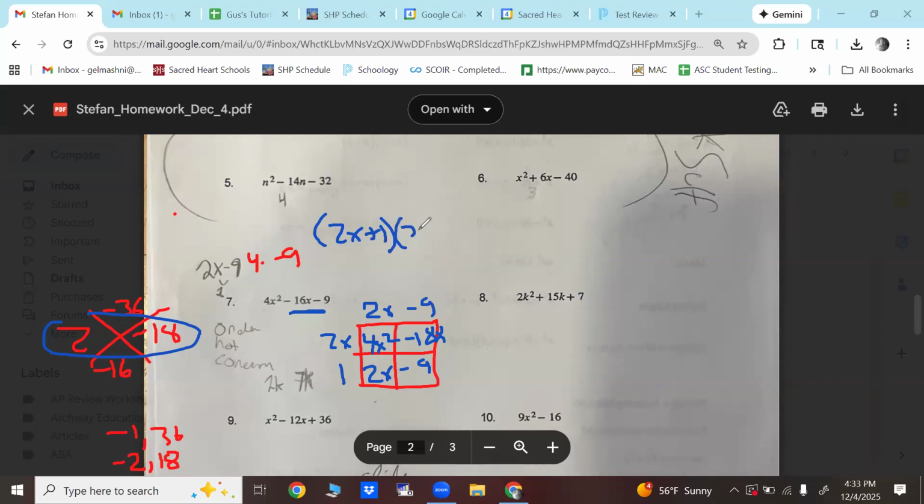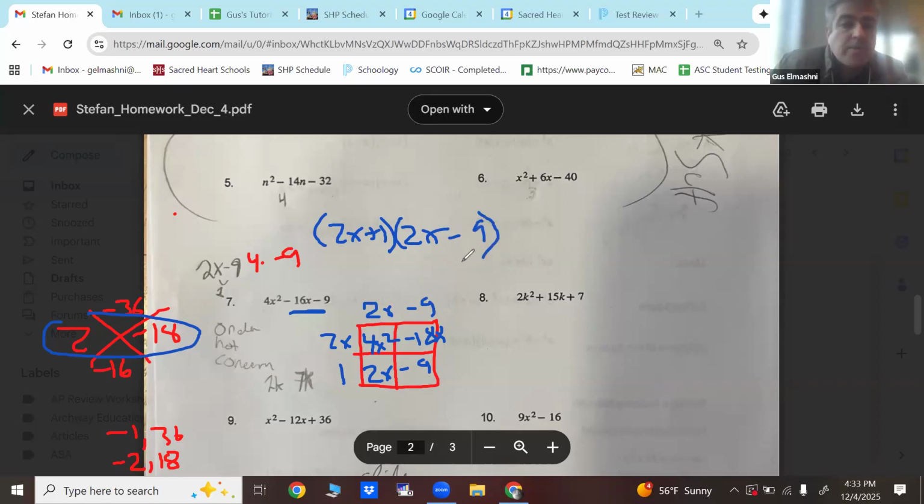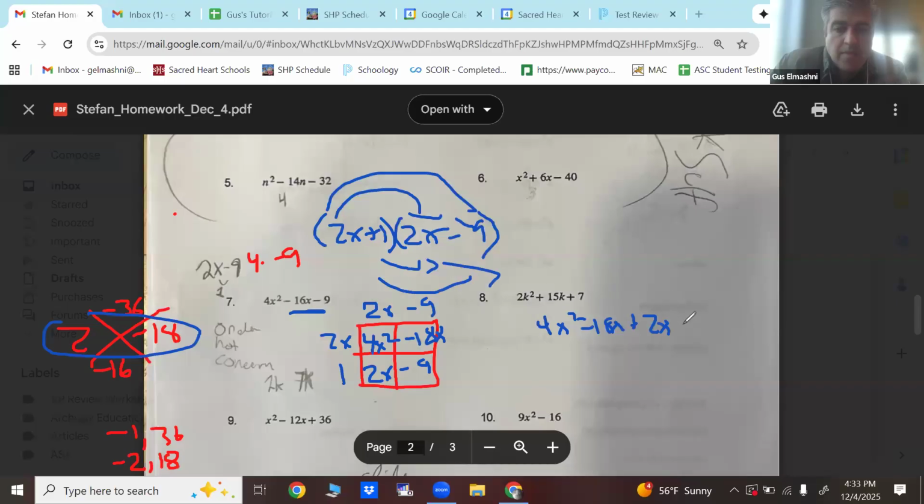So what I'm doing is I'm taking away a lot of the guesswork by doing it this way. This is the way I actually teach it to all my students. And if you FOIL it, you do get 4x squared, you do get -18x, you do get positive 2x, and you do get -9. And then you clean up the middle, you get -16x.